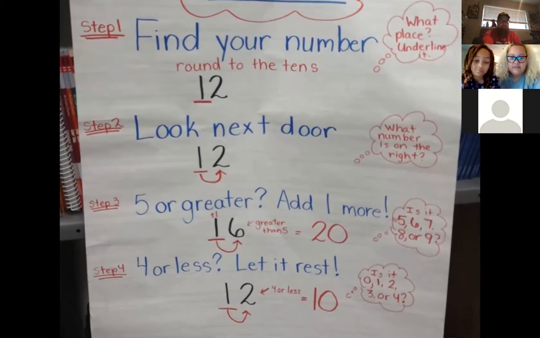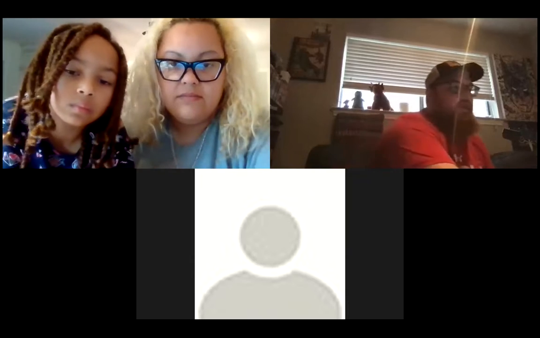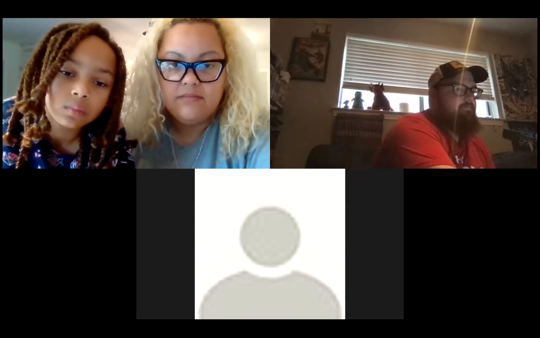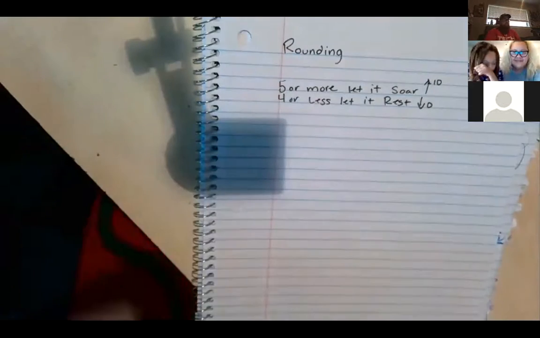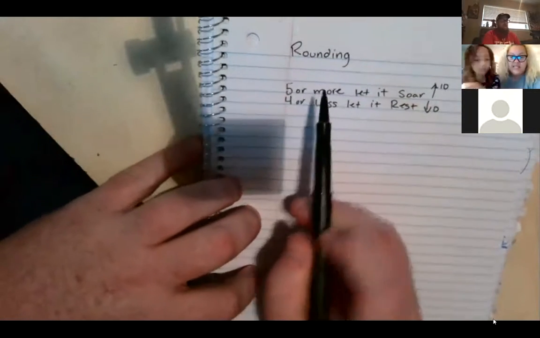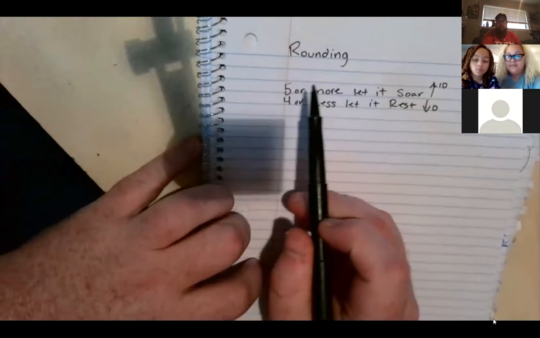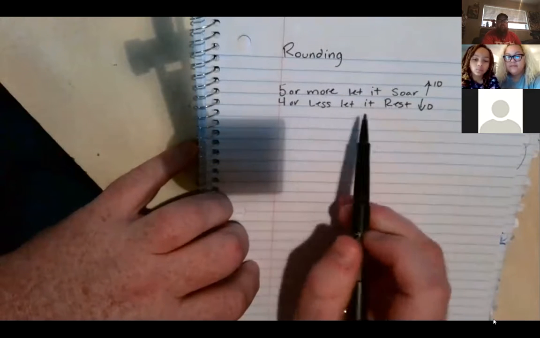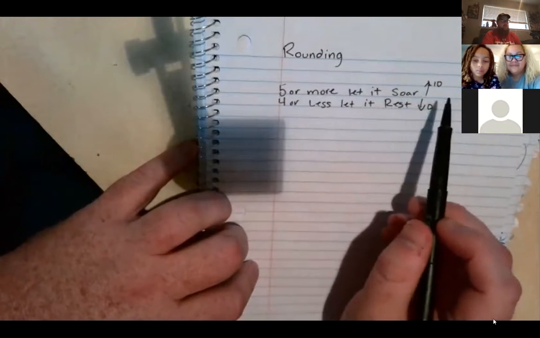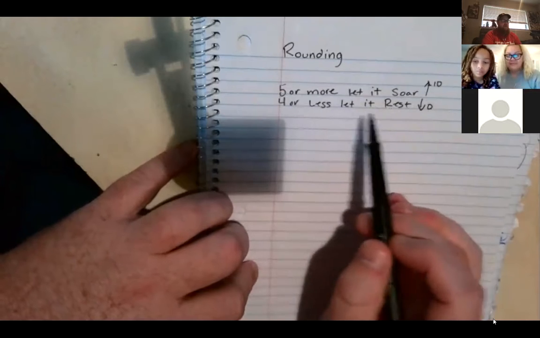Now we're going to go over some of the notes that we took in class. So as you see, I wrote down a little jingle that our class used today, and it was 5 or more, let it soar with our arrow up to 10, or 4 or less, let it rest.